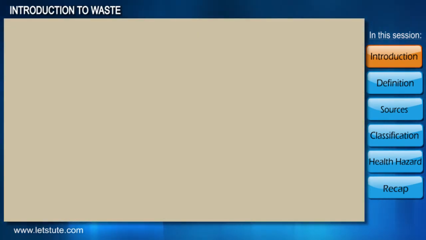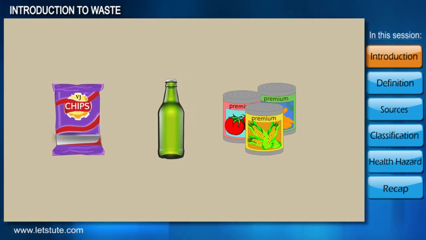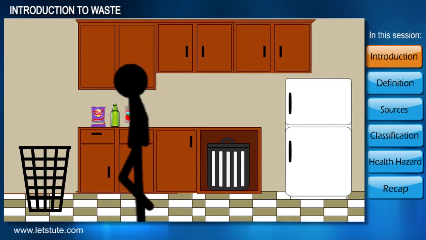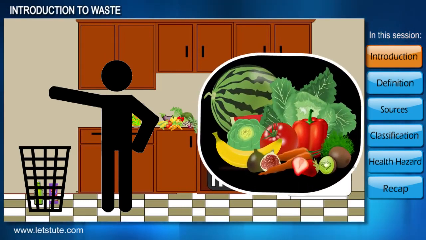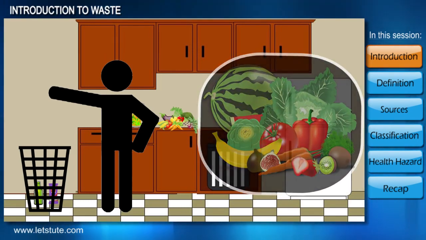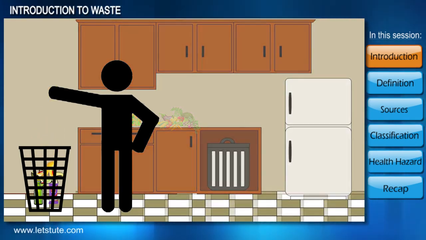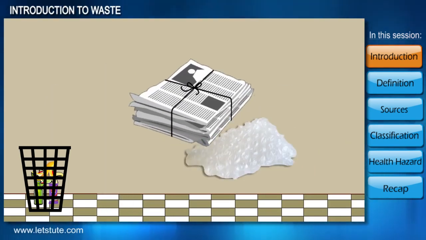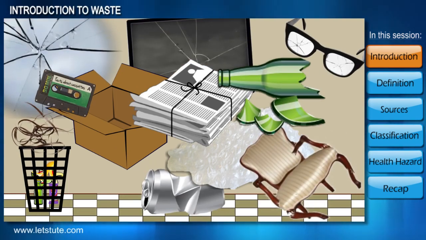We often buy packet foods, bottled drinks, canned food, etc. But what exactly do we do after having it? We throw away the wrapper or the bottles, right? And what about the leftover food or vegetables from the kitchen? Yes, even that goes into our dustbin. We discard a lot of things like the old newspaper, plastic and cardboard wrappings, broken objects, and the list just continues.